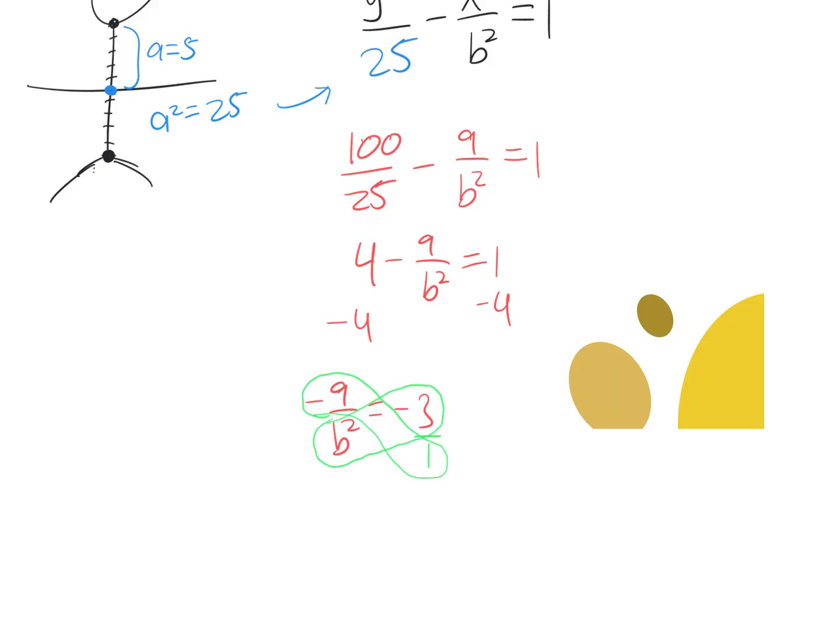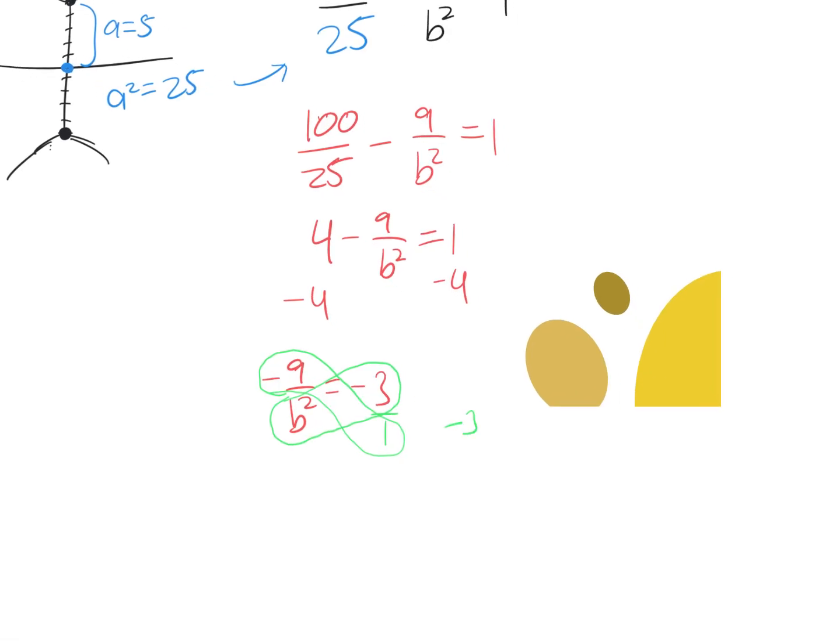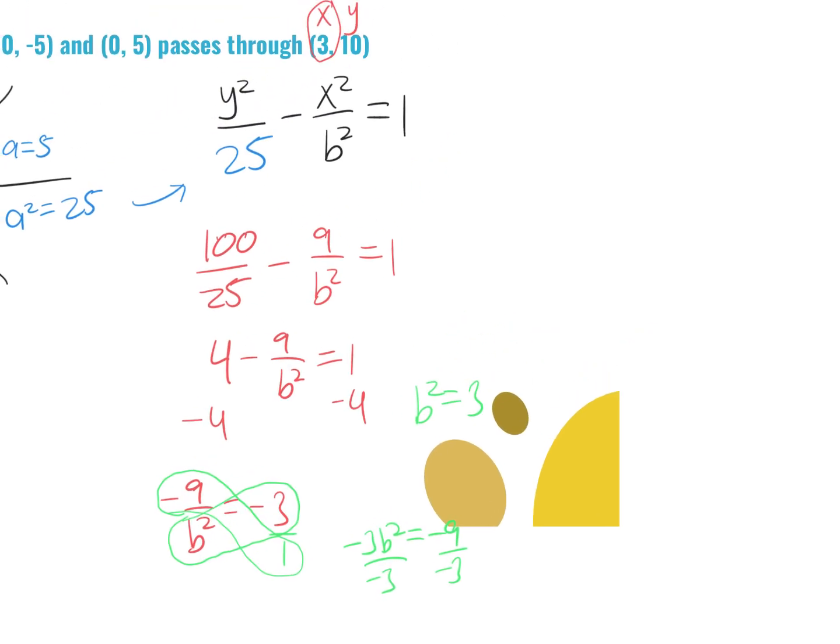Let's cross multiply, and I get -3b squared equals -9. And then let's divide both sides by -3, and then we get b squared is 3. I don't have to square root and get square root of 3 because all I have to do is replace that b squared with a 3. And then that's the equation of your hyperbola.